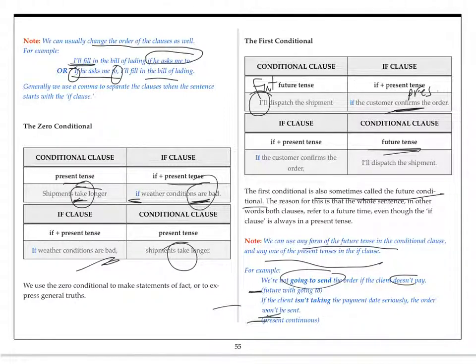So again, the if clause is in the present and the conditional clause in the future, but we can use different forms of the present tense and different forms of the future tense, depending on what we are trying to say.